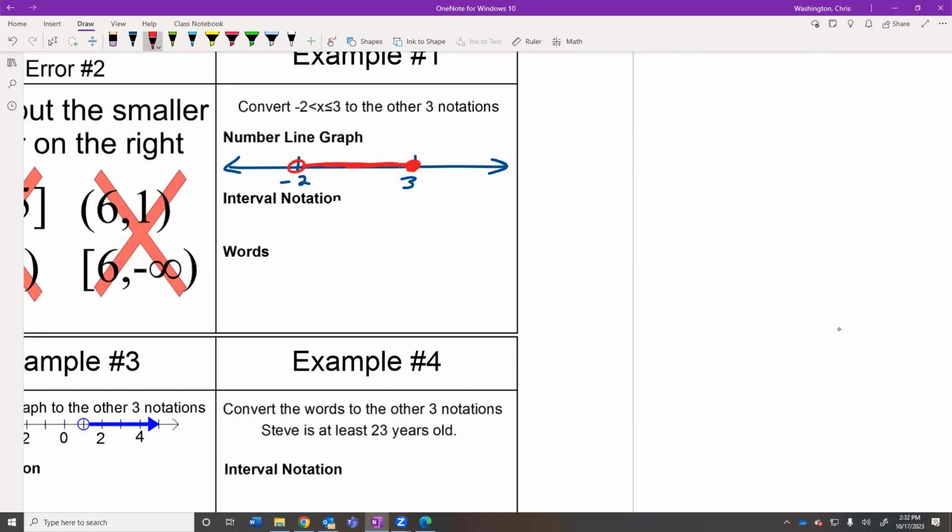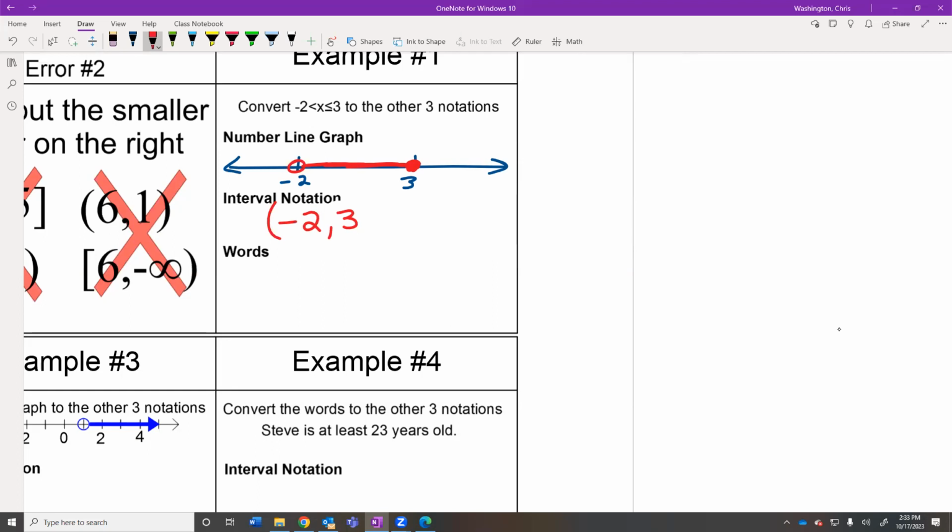-2 not included because it's an open dot. 3 is included because it's a closed dot. So we could have numbers like -1.9. But numbers like -2, no, -2 is not part of that. In interval notation, we're going to write the smallest number, comma, the biggest number. Interval notation is nice because we don't need all this other extra stuff. We don't need an X. We don't need inequality symbols. We just need the numbers, -2 and 3. And since -2 is not included, open dot, parentheses.